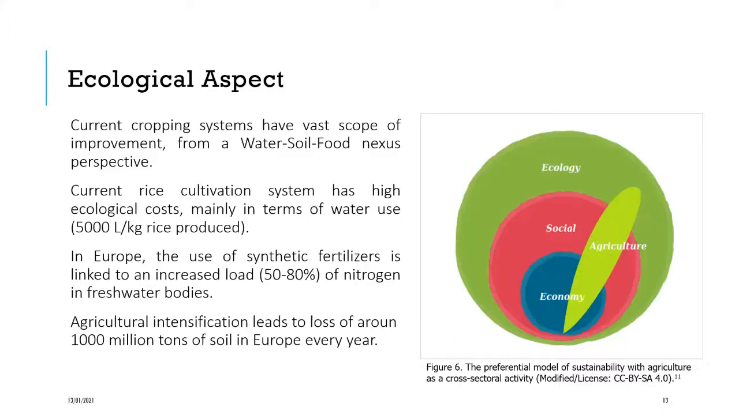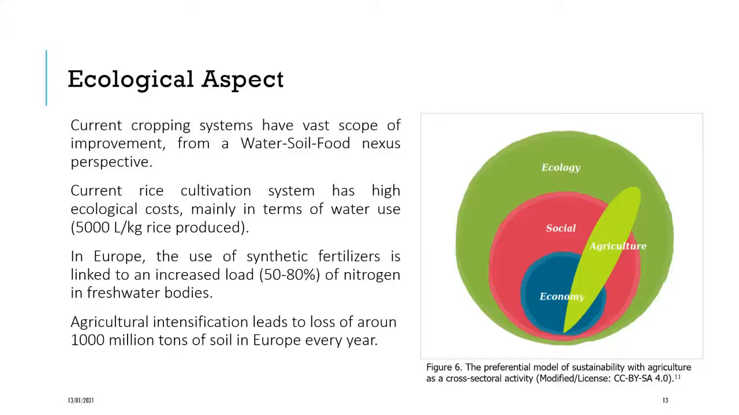For example, under the current rice cultivation system, a lot of water is used to produce rice. Like I mentioned, around 50% of the total agricultural water consumption is used in rice cultivation, which translates to up to 5,000 liters per kg of rice produced. In Europe, for example, synthetic fertilizers are linked to an increase in nitrogen loads of up to 80% in freshwater bodies. And agriculture intensification leads to loss of around 1,000 million tons of soil in Europe every year.